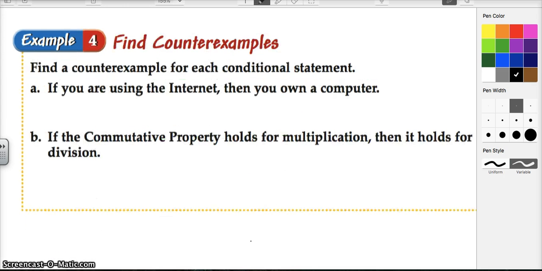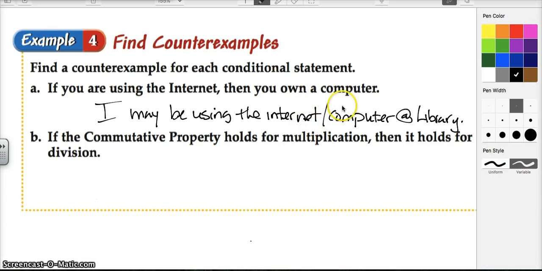So here's an example before we get to exercise our muscles of using counterexamples. Find a counterexample for each conditional statement. If you are using the internet, then you own a computer. Well, can you think of a counterexample? I can think of one. I might just be using the internet in the library. Or I could be using the internet on my phone and I don't have a computer, or I could be using a tablet. So there's a number of different counterexamples that can disprove it.